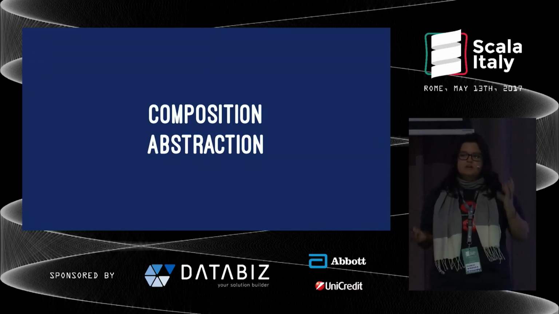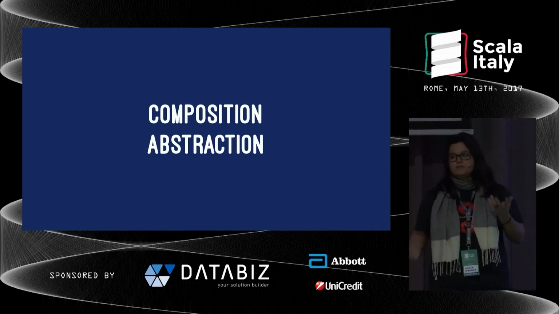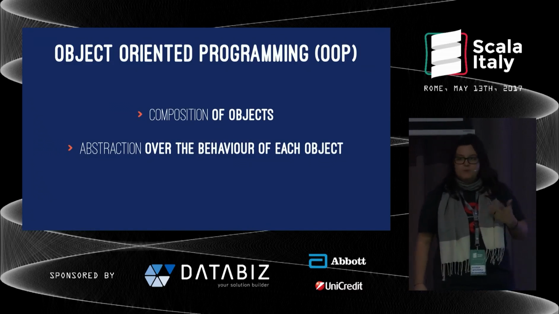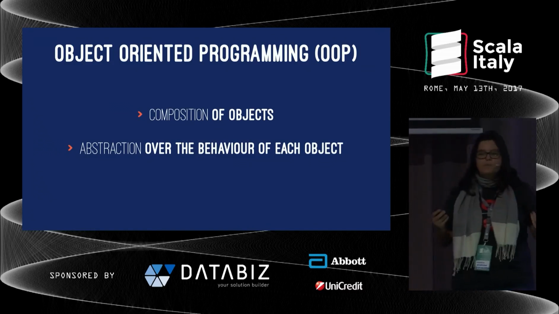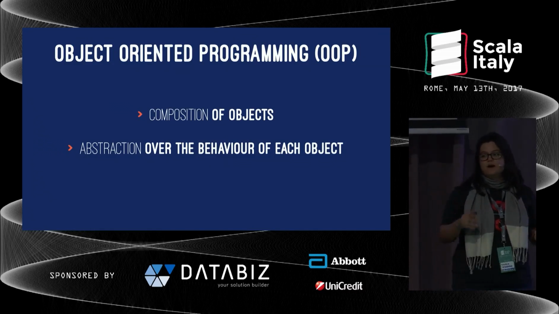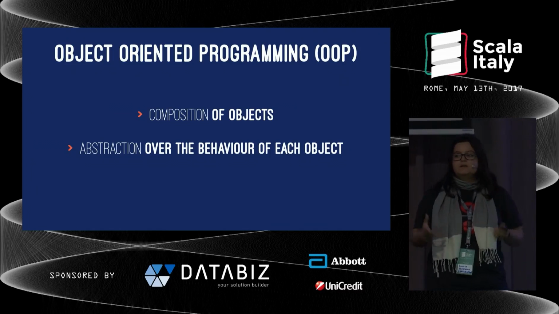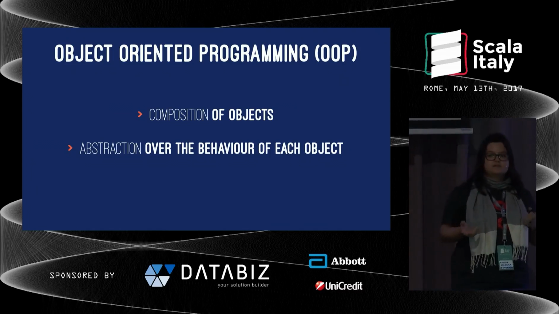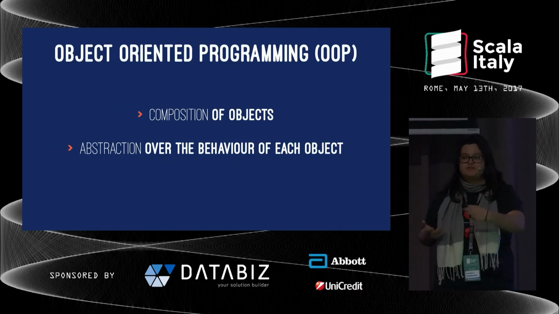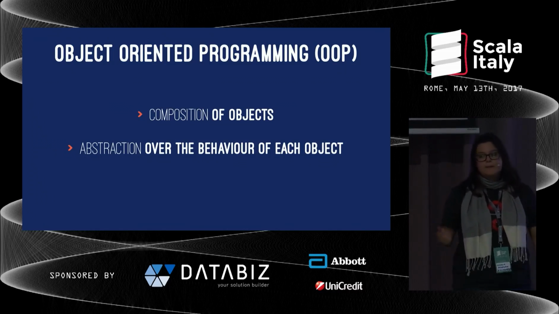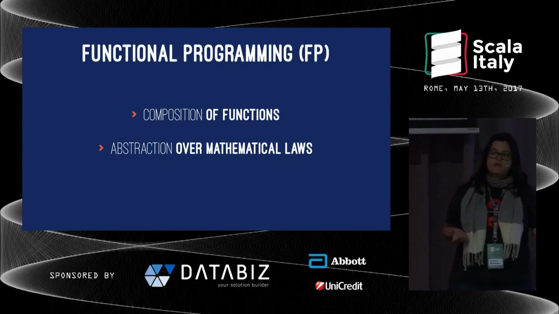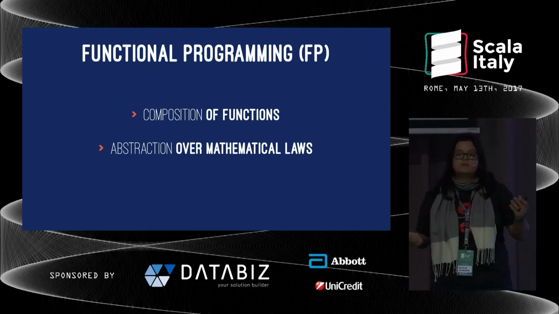So composition and abstraction is kind of the key of what we do. Object-oriented programming is about composition and abstraction as well, right? Where the composition is about the objects, and the abstraction is about not exactly knowing what an object does. We don't know the details of that specific action, just that it does something. In functional programming, the composition is about the functions, and the abstraction is about mathematical laws.